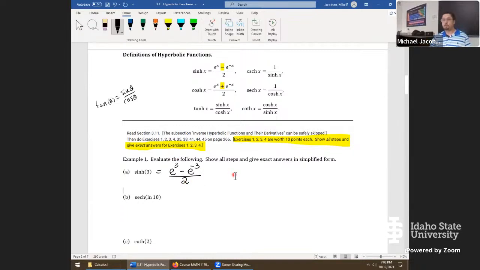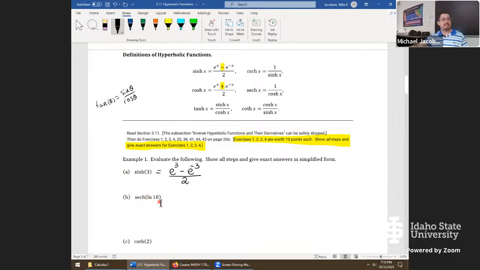Okay, so if you get something like a 3 as your input, usually your answer looks like this. It's kind of gnarly. It's off the base e exponential function. But if it involves a natural log, that one does simplify quite a bit, because you're putting a natural log up inside here, there'll be a cancellation. So let's do hyperbolic secant of natural log 10.